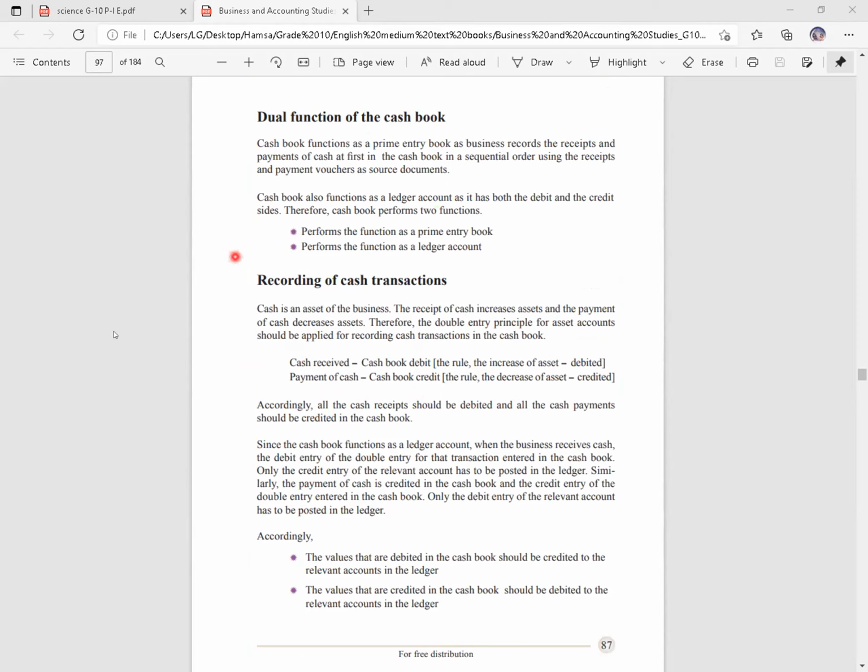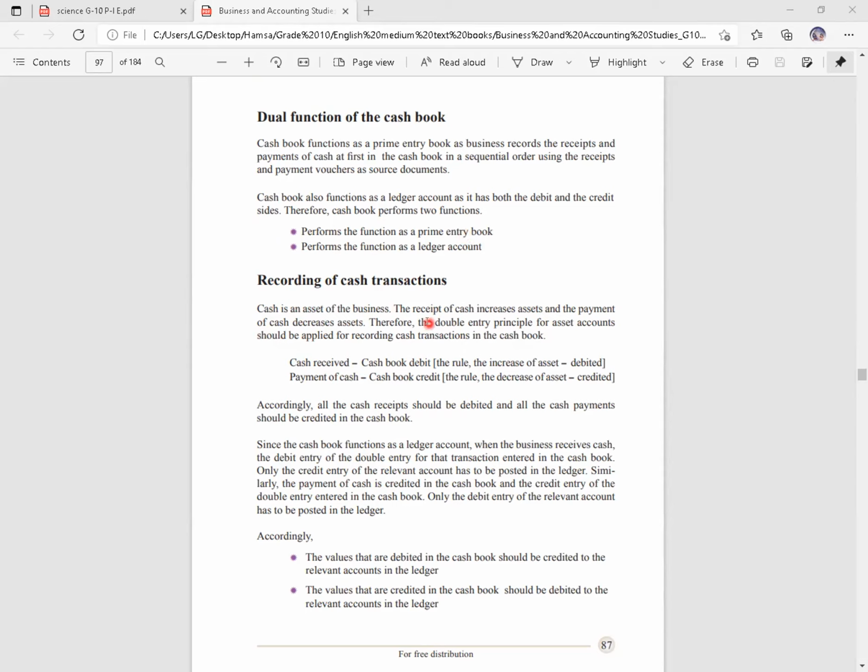The next one, recording of cash transactions. This one you know already, we have practiced how to record it, right? Cash transactions, how do you record them? All the cash receipts are debited. All the payments are credited. That is the rule, right? So cash is an asset of the business. Whatever cash we have, cash in hand is an asset of a business.